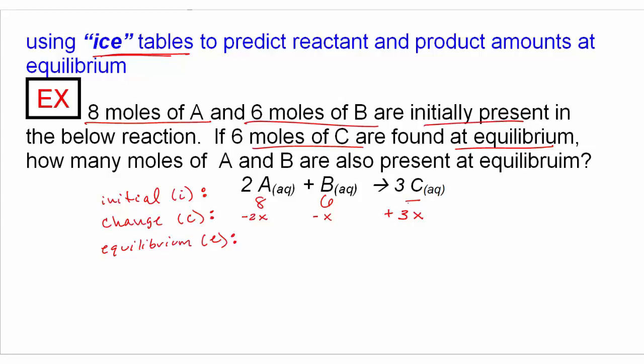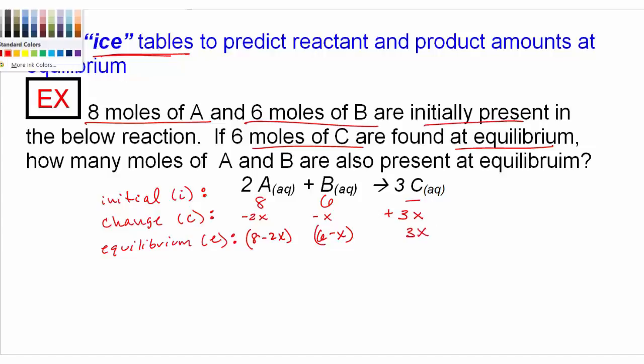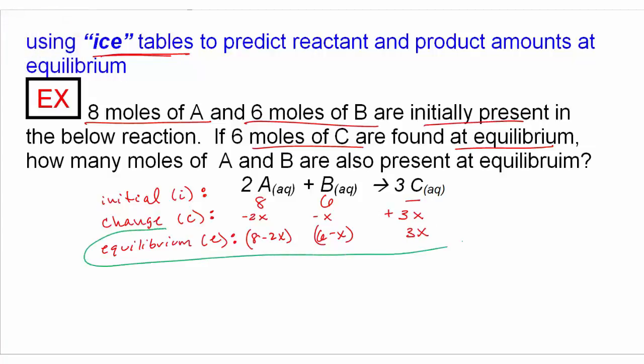The equilibrium row, just add up the initial plus the change. So you'd have 8 minus 2x, 6 minus x, and 3x plus 0 is just 3x. So that equilibrium row, this is our answers. There's our answers. We just have to find out what x is, and we will know the amounts of A, B, and C, and we'll be done. Okay.